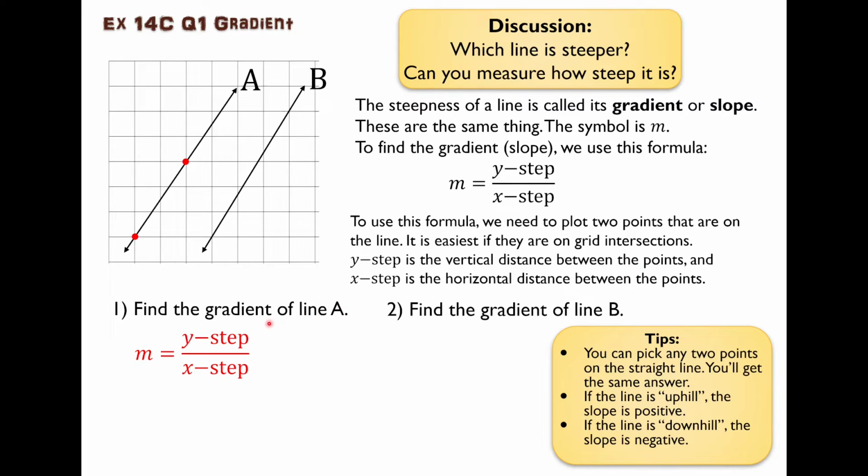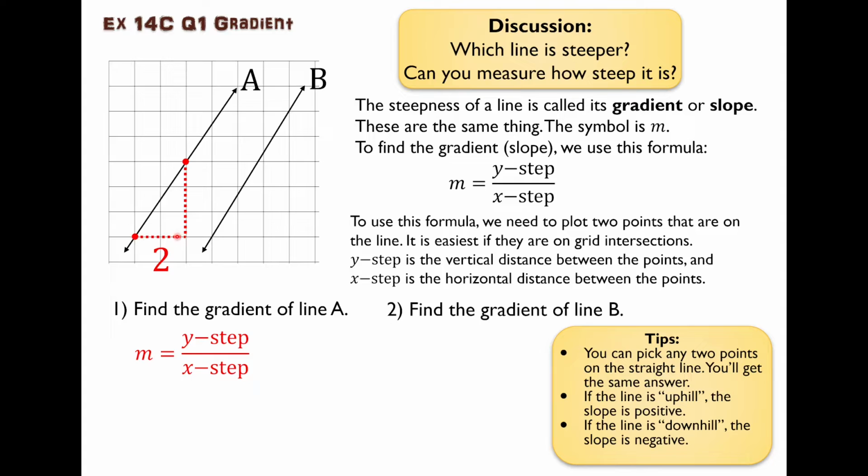As an example, if we want to find the gradient of line A, then first I write my formula, m equals y step over x step. I look at my 2 different points. And do you notice that to get from this one to this one, I can go across and then up. I can go across and then up to get to the other point, which helps me figure out how far across I went, the horizontal distance, that's your x step, and how far up you went, that's the y step, the vertical distance.